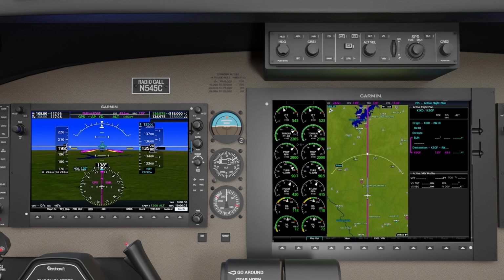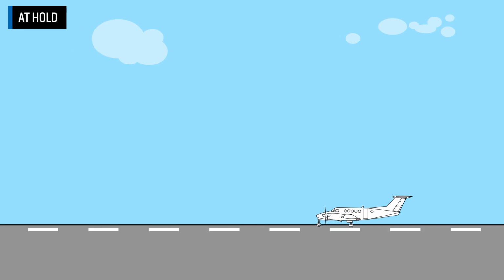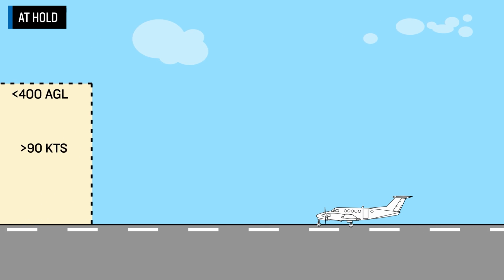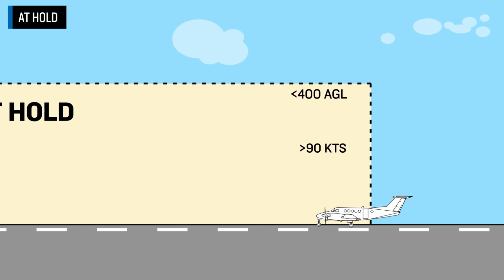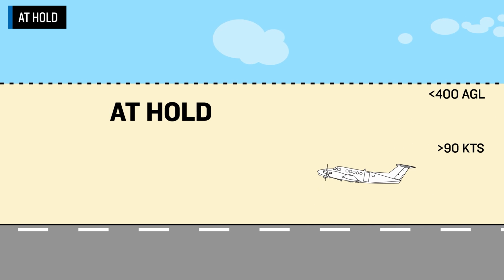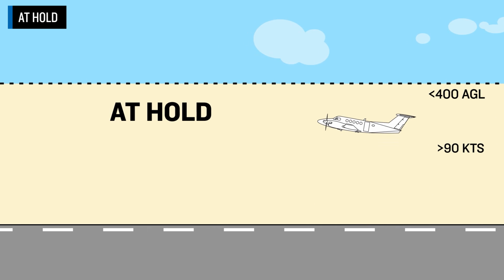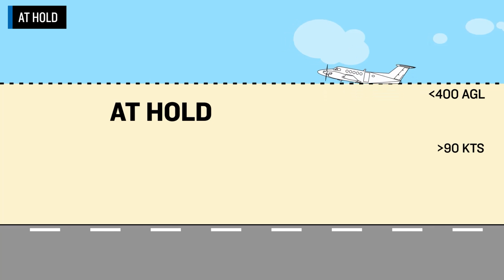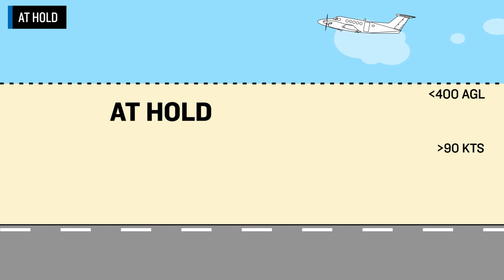on the mode controller. AT hold is an abnormal mode for the King Air autothrottle. It will activate if an engine experiences a significant power reduction or over-torque event during takeoff if the aircraft is below 400 feet AGL and the airspeed is greater than 90 knots.